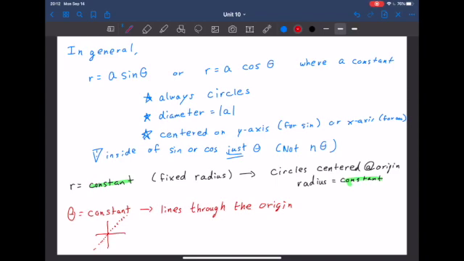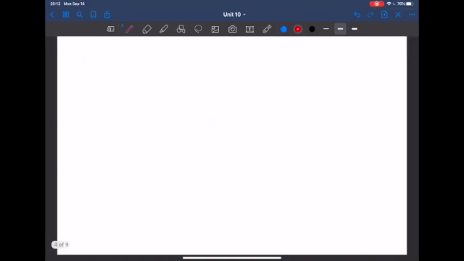So these three are all basic. You will need to know them. You will need to see them. You will be using them in the class. But more specifically, let's talk about r equals some weirder ones. r equals 1 plus cosine theta.